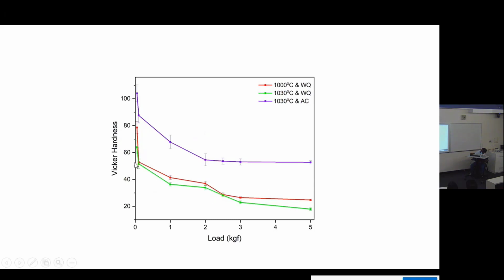The hardness also is important for us to see that the ones heated to 1030 degrees Celsius and air-cooled had the highest hardness as well. Interesting.